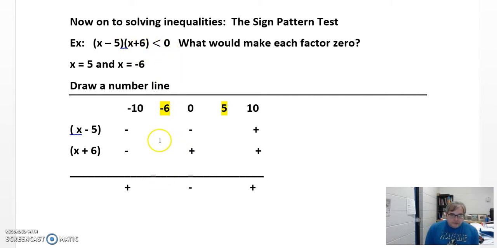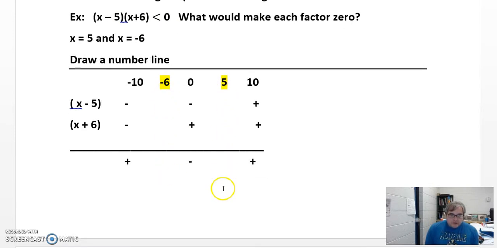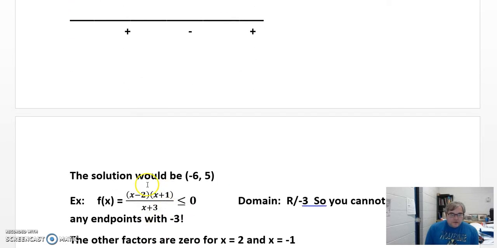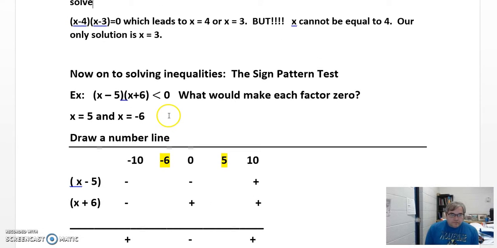So where it's negative. Well, where it's negative is between negative 6 and 5. And when I write that down, right here, the solution would be negative 6 to 5. Notice I'm using parentheses because this is not equals to, so I do not include those endpoints.